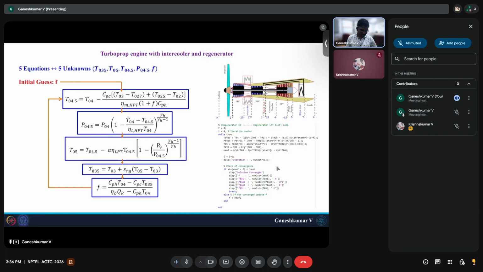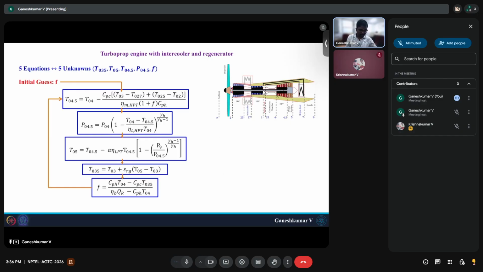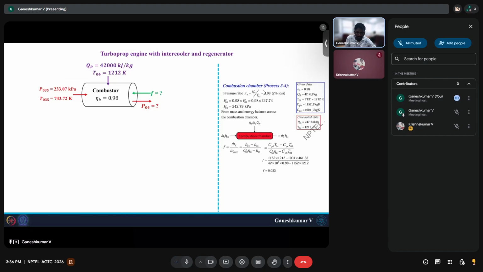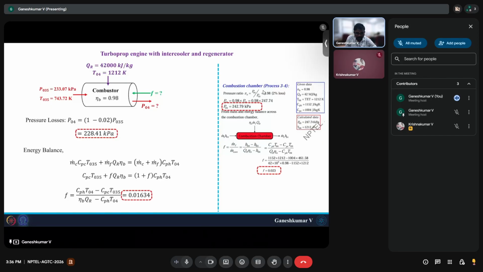Here I used a small MATLAB script to do this, but you can also do it by hand. You will end up having the same relation. All right, so now that we know T035, we can solve the combustor. We know the regenerator exit, which is T035 and P035. Based on that, you can solve the combustor to find F, and P04 we already found. The iteration procedure would already have given F, but here I'm just repeating the same calculation again, where F is around 0.0163.